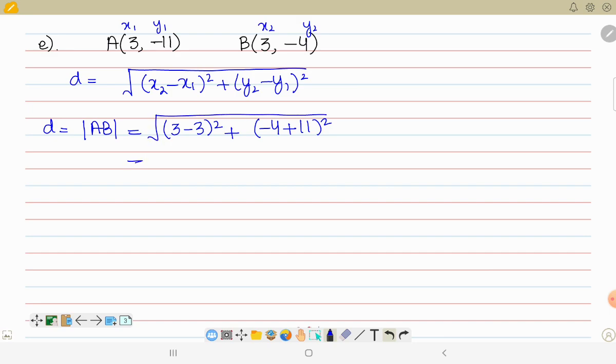Square root. 3 minus 3 will get cancelled and we are having 7 square, which you can write directly as 7, or if you want to write it as 49, square root of 49 is again 7, or you may write it directly as 7, right? Hope you understand the sum. Let's solve one more, the last sum. Let's apply the distance formula on this part.